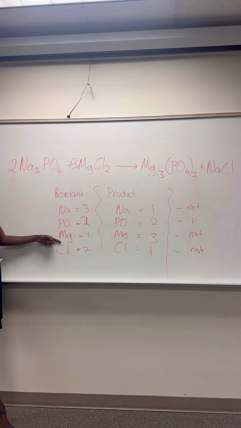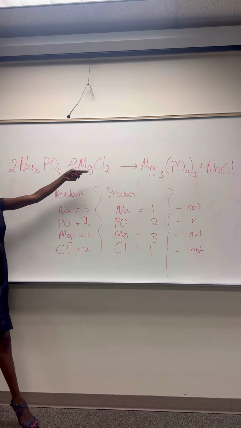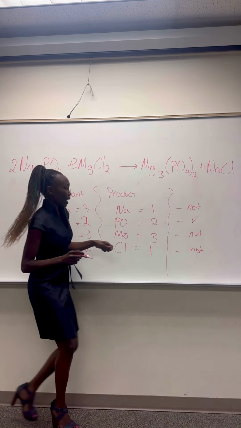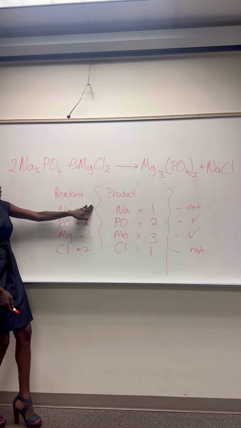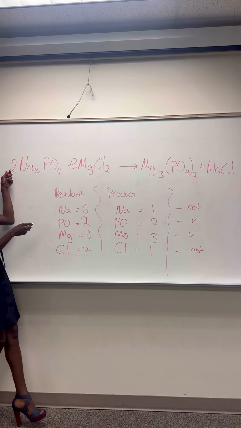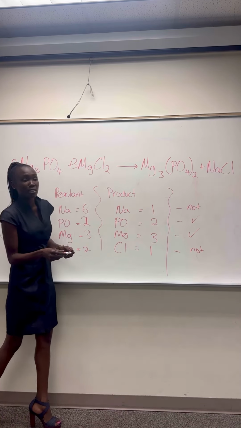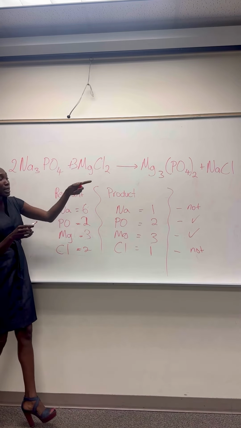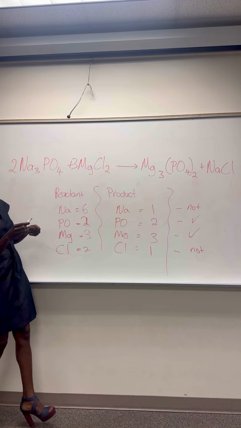Now we have magnesium here. We have 3, and we have 3. Your magnesium is now balanced. The sodium is now 6, right? Because 3 times 2 makes that 6. The sodium over here is still 1. This is not balanced. Now the next step, to make this sodium balanced, let's change that sodium to a 6.